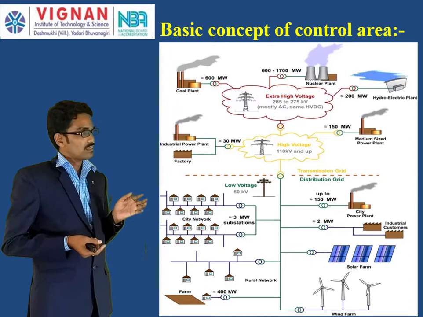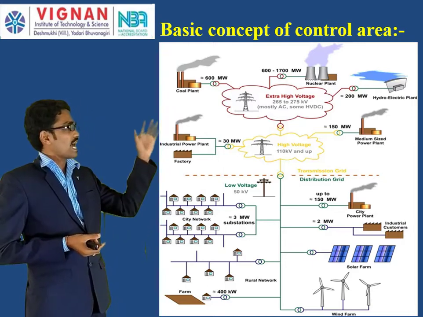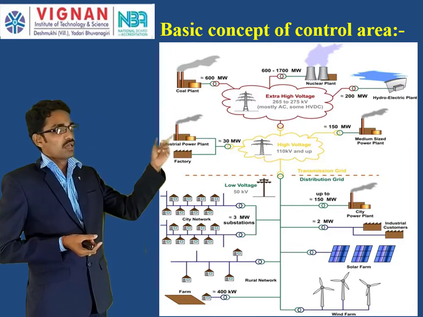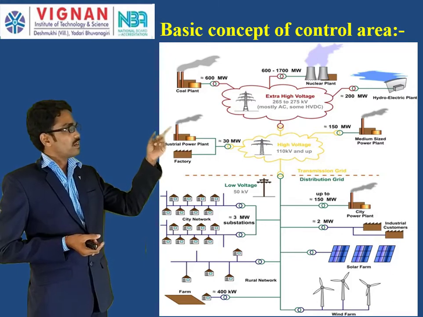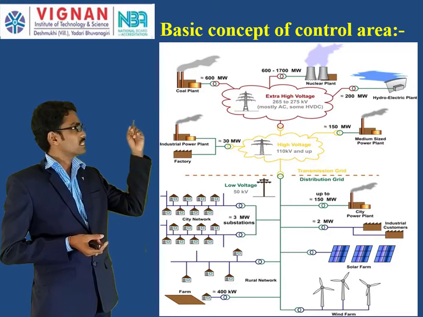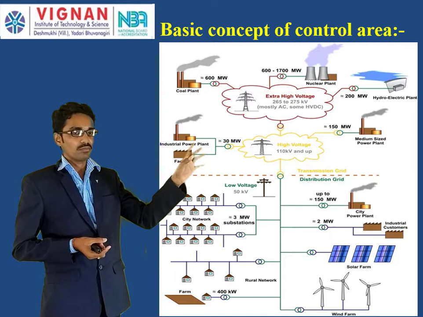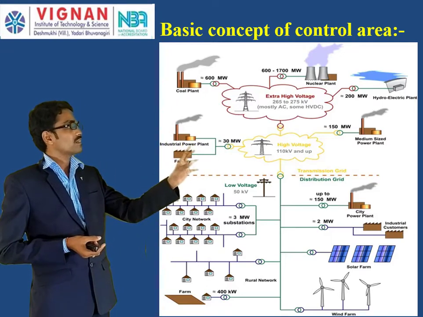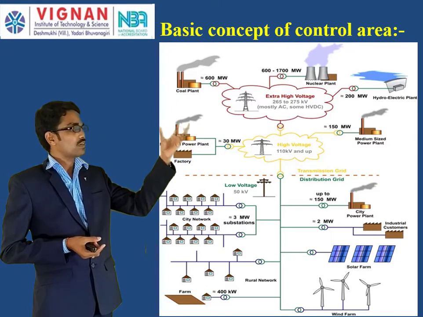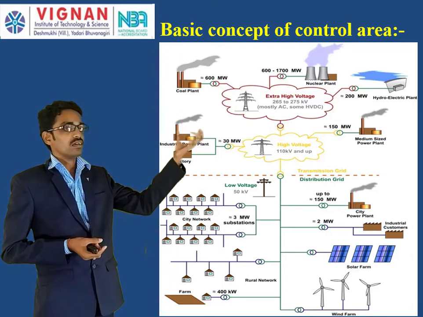So if you see here, you are having high voltage generating stations. It may be a nuclear power plant, a steam power plant, a hydro power plant, whatever it may be. There are different power plants. You are generating the power with high voltage. That high voltage is connected to the grid.